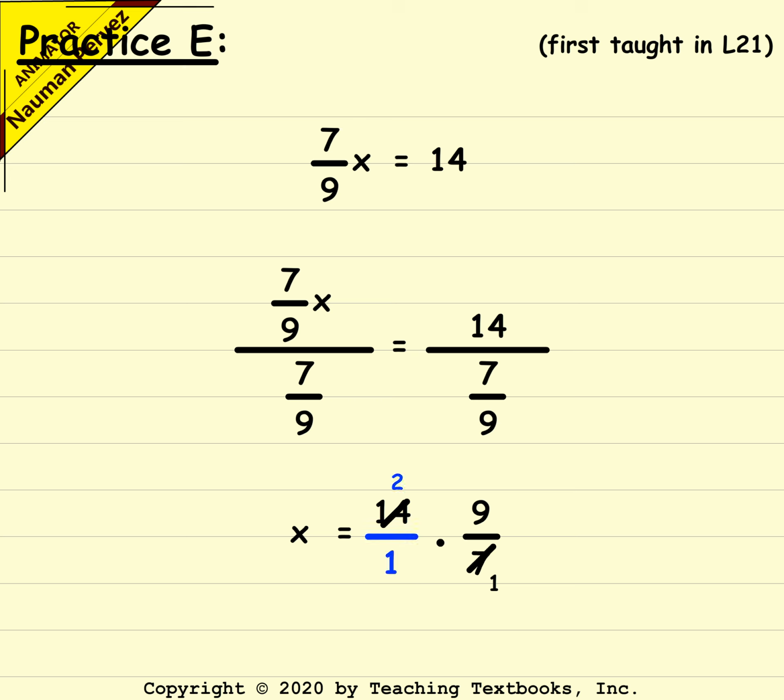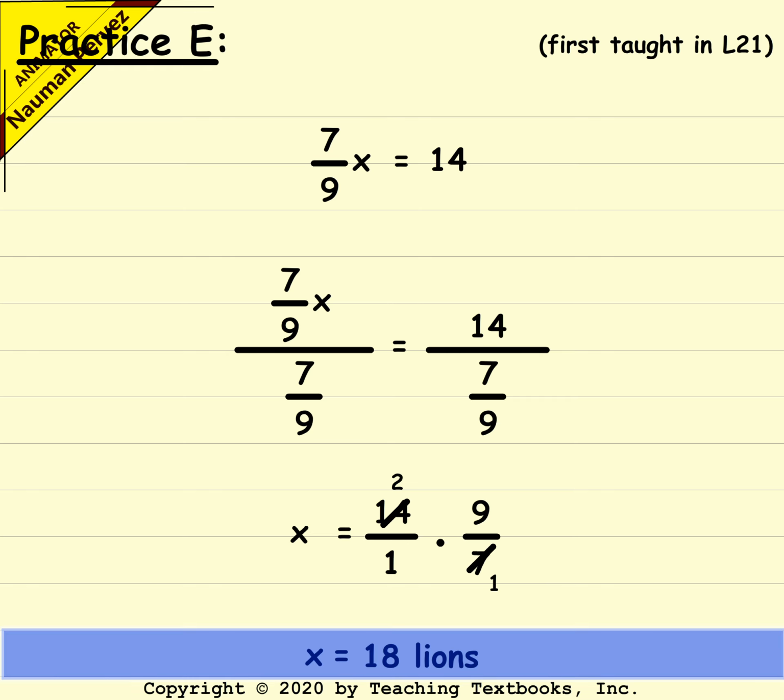And so we end up with 2 over 1 times 9 over 1, which is just 18. So we get X equals 18, which tells us that there must have been 18 lions surveyed. And that's the answer to practice E.